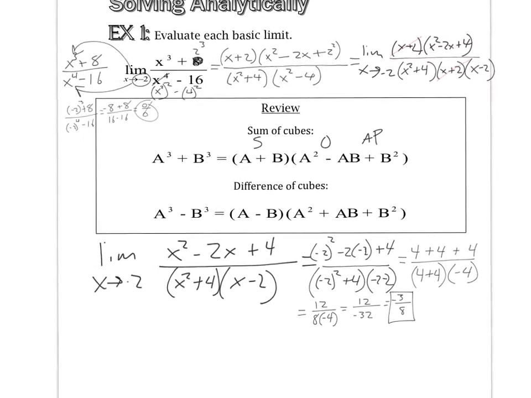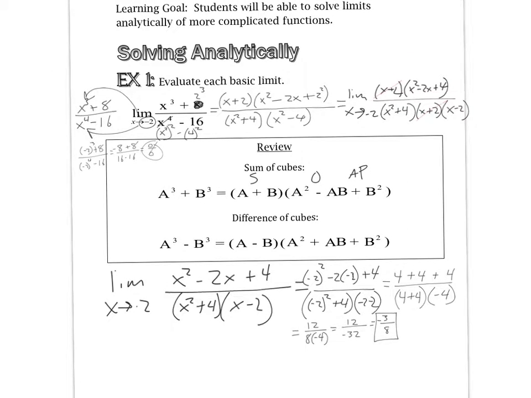So there we were able to evaluate that limit. I know it's a little nasty, but we were able to do it by factoring it, canceling out common factors, and then using direct substitution. Pretty common strategy with these limit problems. Let's go to the next one.